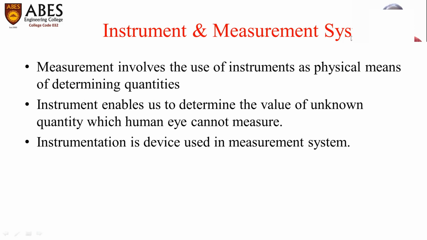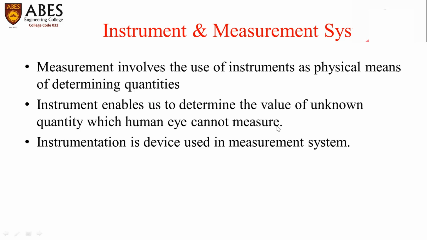Now, next comes instrument and measurement system. Measurement involves the use of an instrument as a physical means of determining quantities. Instruments enable us to determine the value of an unknown quantity which the human eye cannot measure, like the speed measurement of a DC motor that we generally do in our electrical laboratories. The speed measurement for a DC motor can be done with the help of the tachometer.